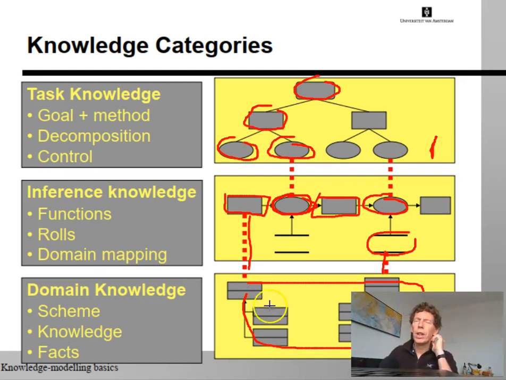And what we're going to do in the next three parts of this lecture is we're going to go through each of these layers from the bottom up. So we'll start with the domain layer, then we'll talk about the inference layer, and then we'll talk about the task layer.